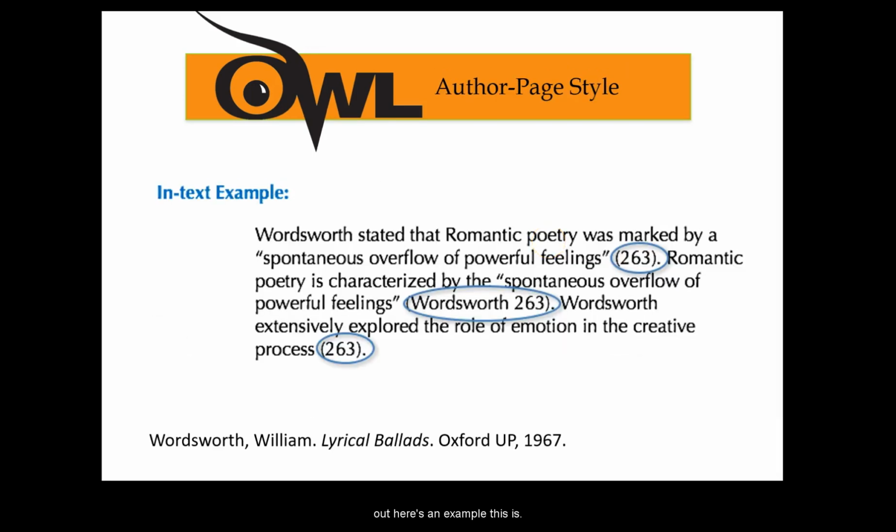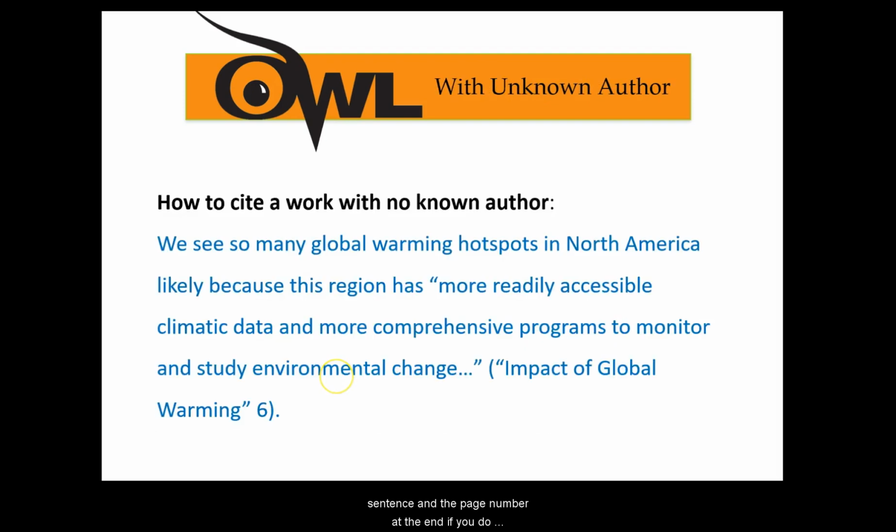Here's an example. This is from a book. Got the author's last name and page number here. In this first sentence, they've used the author's last name in the sentence, and then the page number's at the end. And then in the last one, it's not a quote, but it's still a paraphrase. We've got the author's last name in the sentence and the page number at the end. If you do not know the author, if there is no author's name, then you use the title.